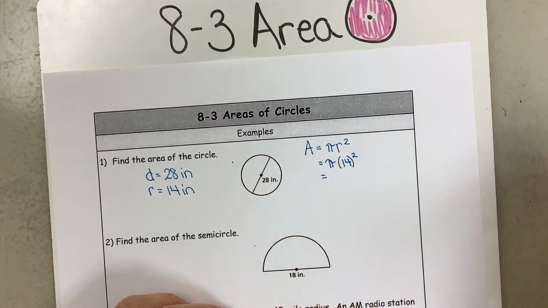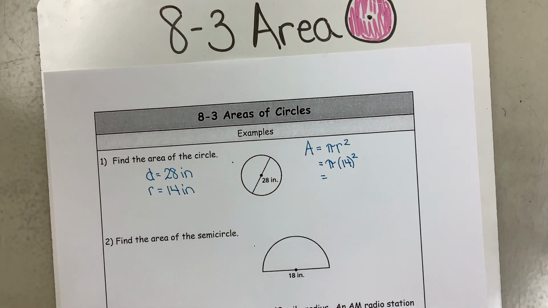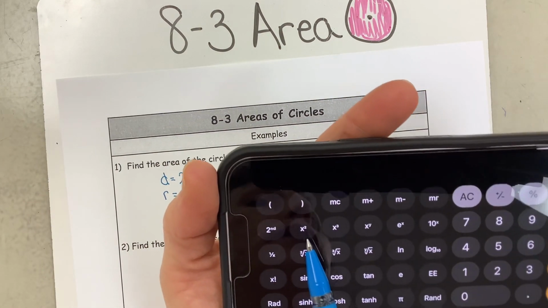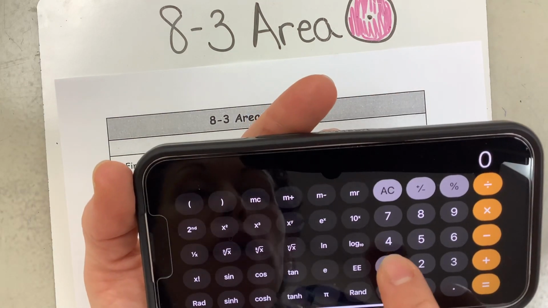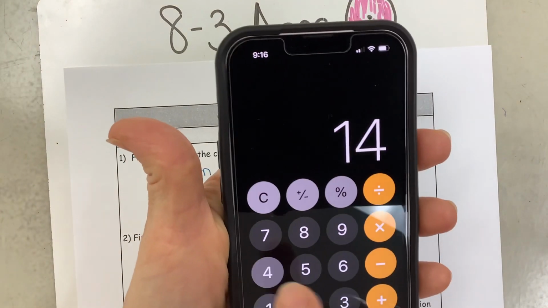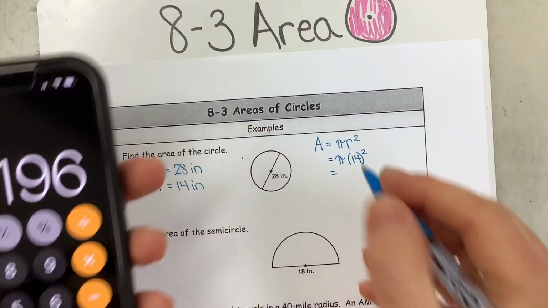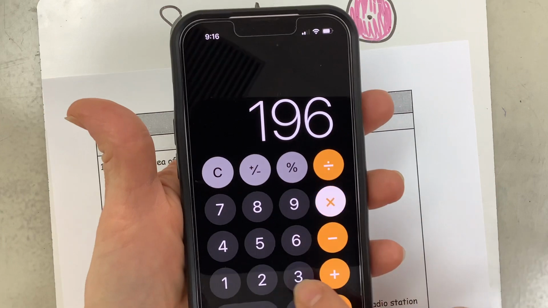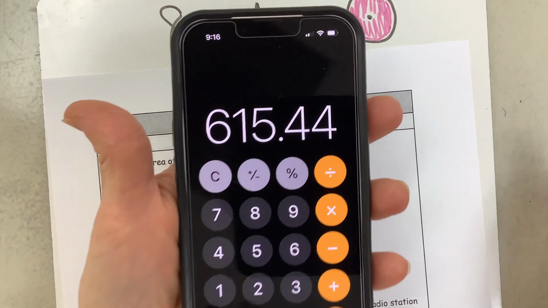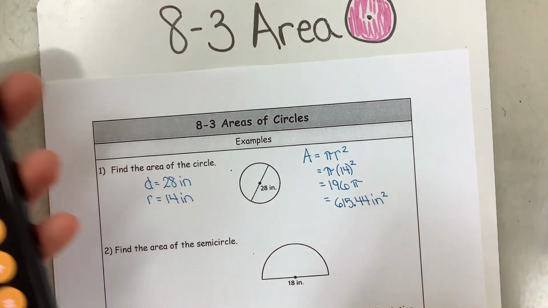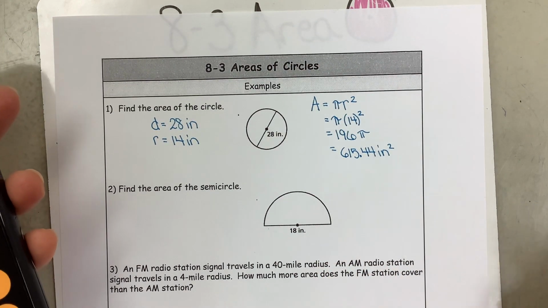Okay, so when you do that, some of you have a button on your calculator that has the square, which on mine is right there, see? So if you have one of those, I'm going to type in 14, and then I'm going to hit the square button, and it gives me 196. You can get the same thing by just taking 14 times 14. So it's still 196. So 196 pi. Now we're going to take that 196 times 3.14, it still hasn't changed, and our answer is 615.44 inches squared. Okay, and that's all you do.